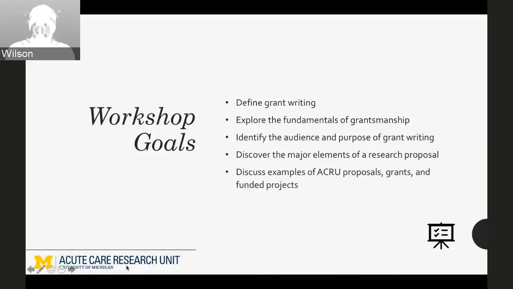Before we begin, let's take a look at the workshop goals. We'll define what grant writing is, explore the fundamentals of grantsmanship, identify the audience and purpose of grant writing, as well as discover the major elements of a research proposal, and then discuss examples of ACRU proposals, grants, and funded projects.